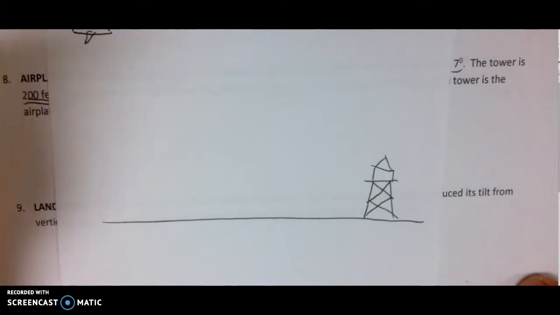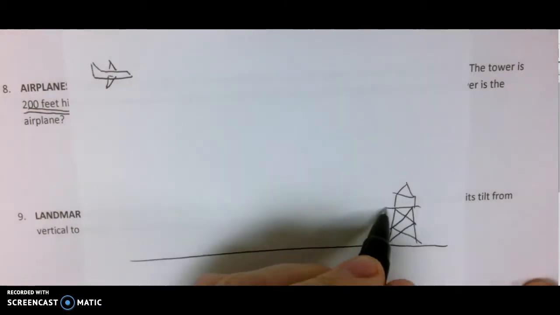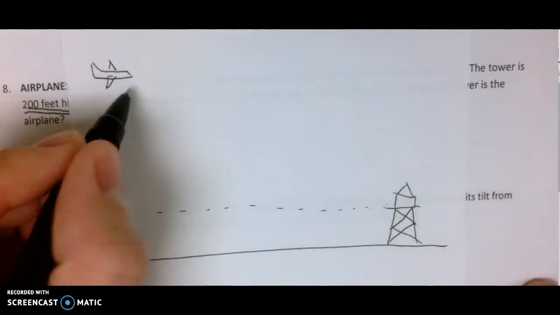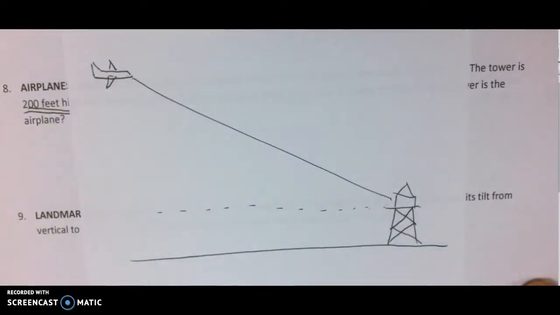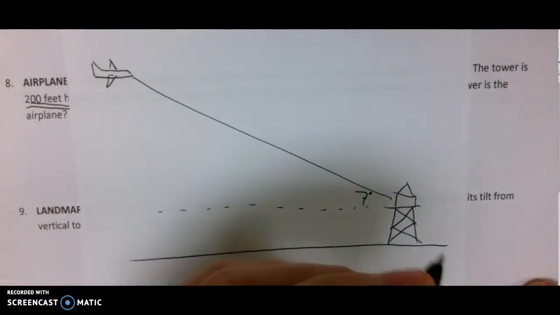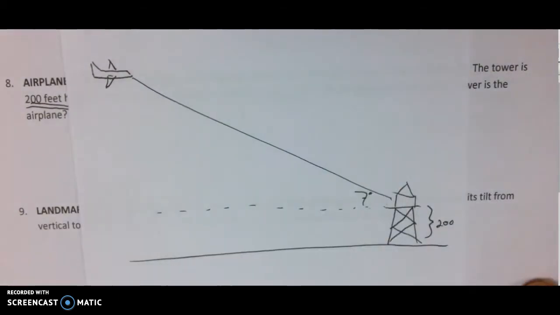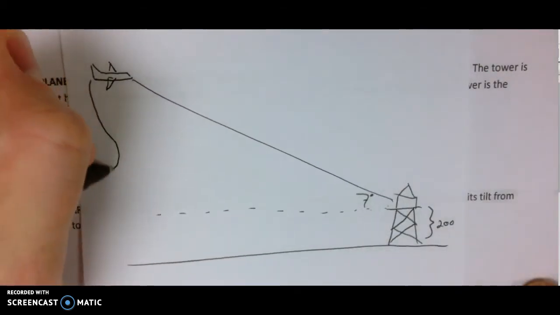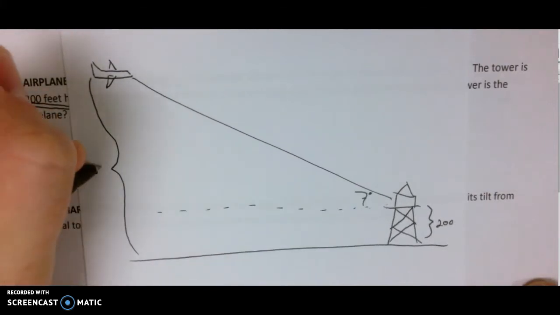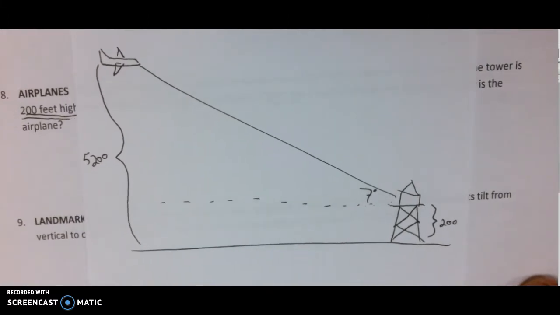And we know a few things about both of these. First, I know that the angle of elevation, so angle of elevation always goes from a horizontal up to the object. The angle of elevation is 7 degrees. I know that the control tower is 200 feet high. And I know that the plane is flying at an altitude of 5,200 feet. So this is everything that's been given to me based on the diagram.